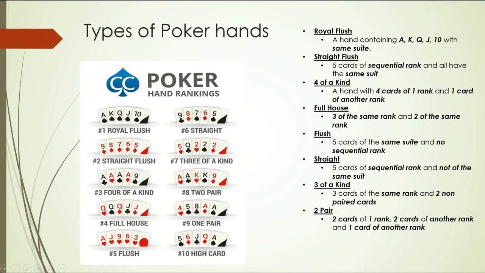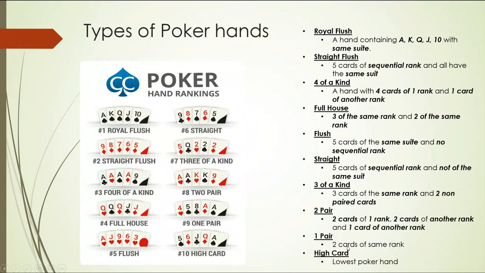2 cards of one rank, which would be ace and ace. 2 cards of another rank, king and king, and then we have one card of another rank, which would be a 9. After that, we have one pair, which is simply a hand that only contains 2 cards of the same rank. So as you can see here, ace, ace. Only 2 cards have the same rank in this hand.